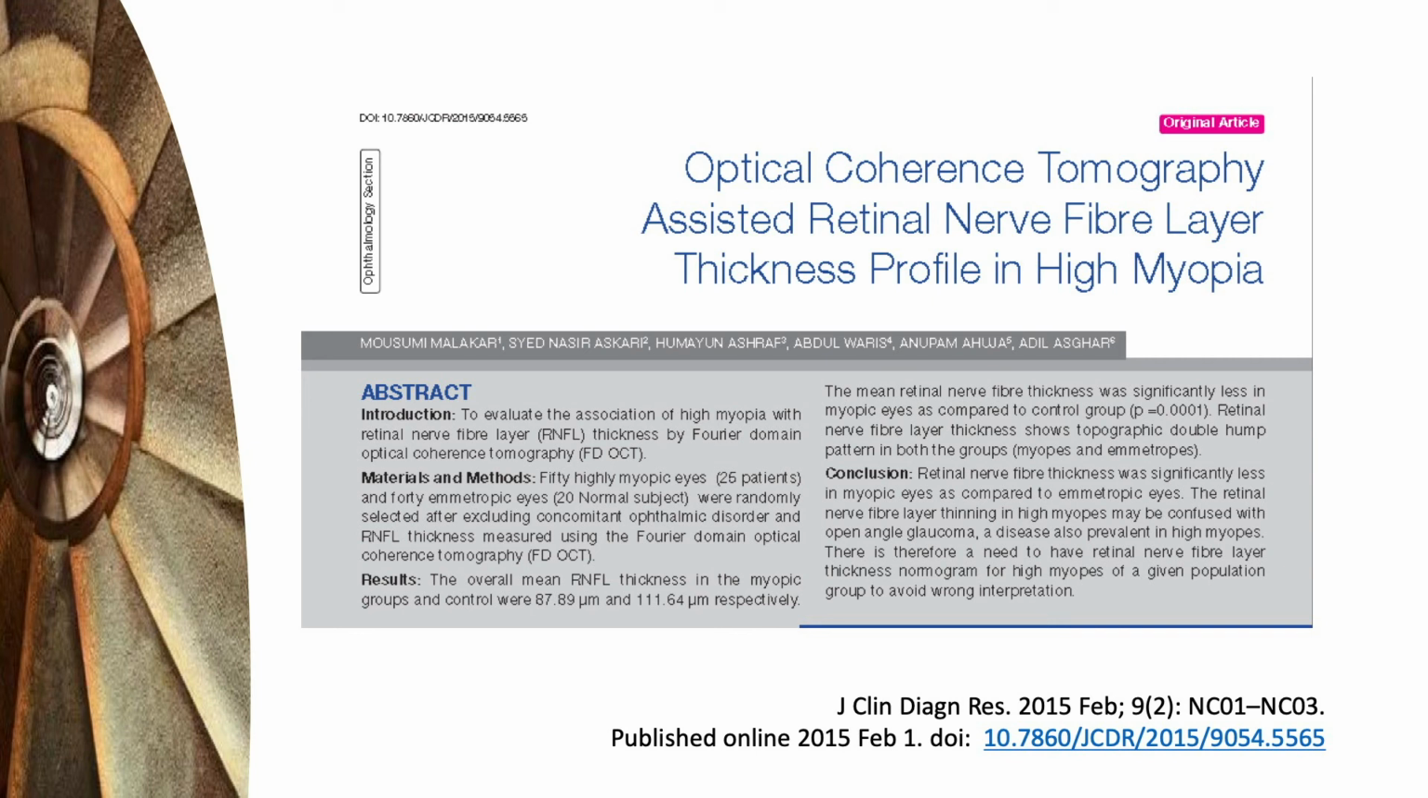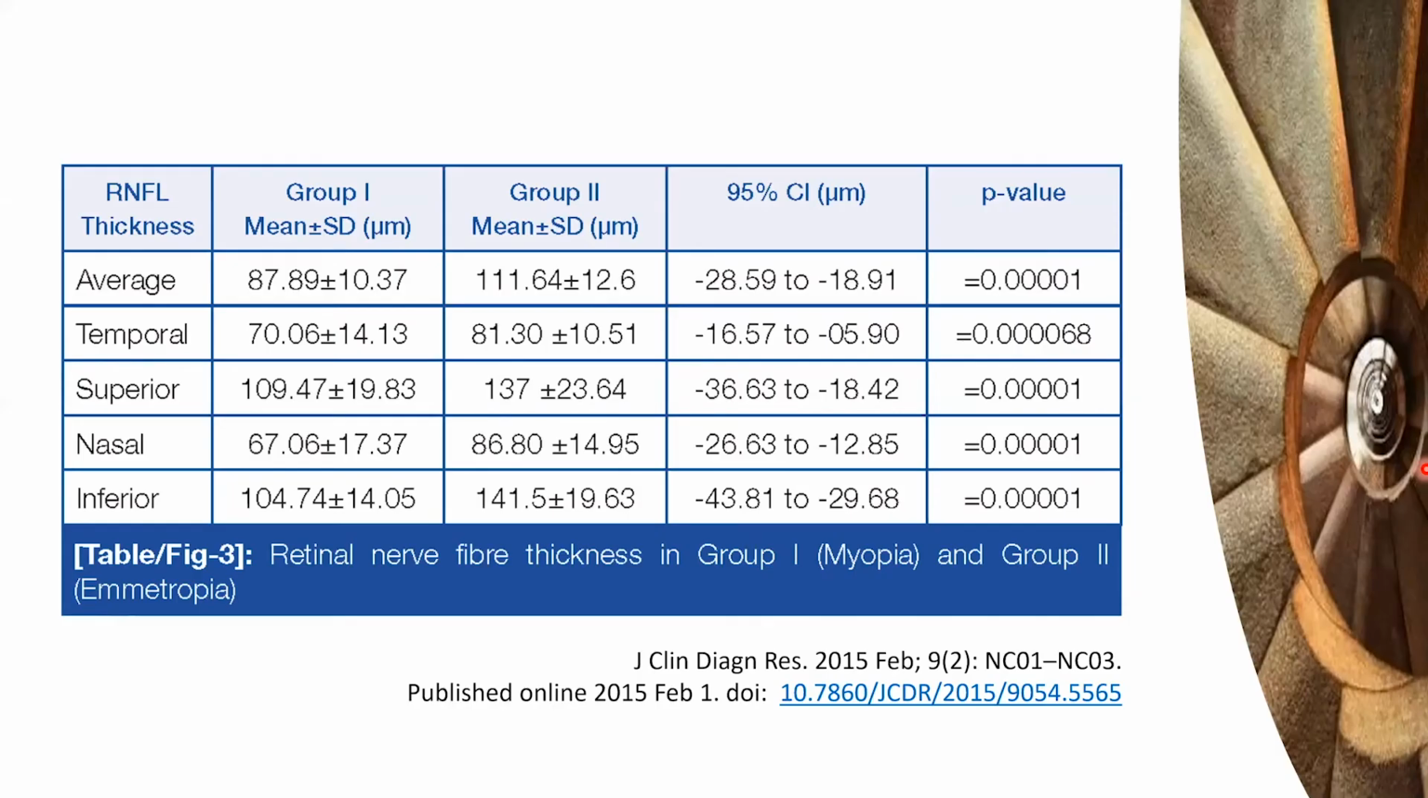And this was a really nice paper that came out of the Journal of Clinical Diagnosis and Research, not an eye journal, but looked at OCT imaging of the retinal nerve fiber layer in high myopes. None of these patients had glaucoma. So essentially what you have is two groups, a group of high myopes greater than -6 and a group of emmetropes or close to emmetropia. And they compared the RNFL thickness between the two groups. And look what you find.